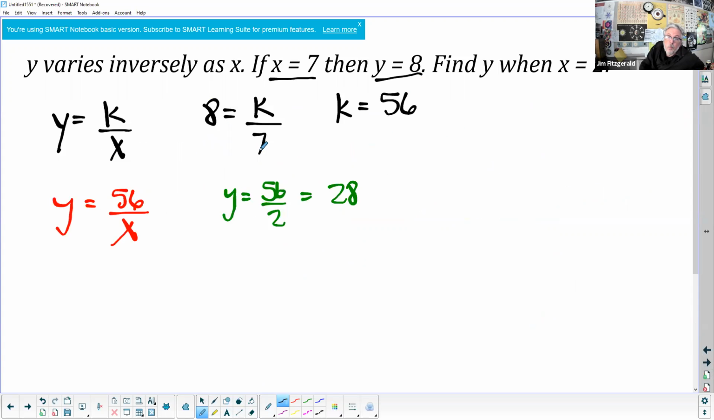Okay, and so there's the y varies inversely as x. So we plug in the values. We know the general form of that equation, that y varies inversely. And then we can plug in our x and y values, figure out what k is, that constant. And then once we have that equation, we can go and figure out any other value of x or y.